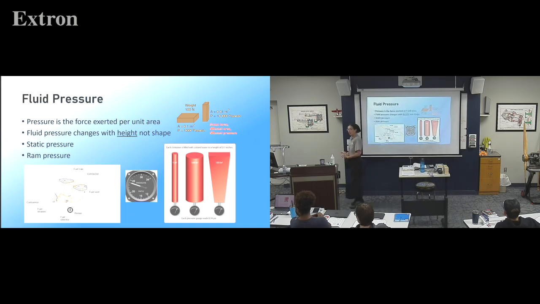Something with fluid pressure: fluid pressure changes with height and not with shape. So what that looks like, this is in your book. We have 3 columns of water here, or fluid, whatever it is. And each of these are 231 inches high. You can throw out whatever number.